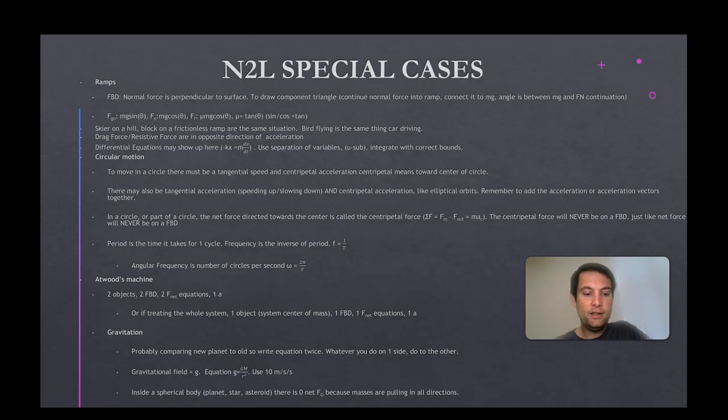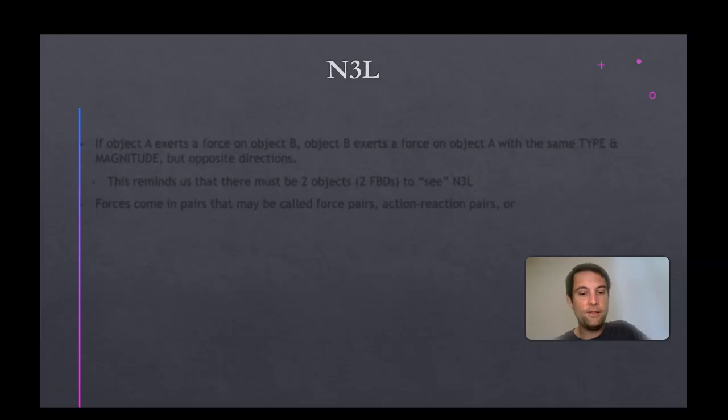Inside a spherical body, sorry, chemistry teachers. Inside a spherical body, planets, stars, asteroids, whatever, there's going to be zero net force because you have a gravitational force pulling in every single direction, because there's mass above you and below you and to the left of you and to the right of you.